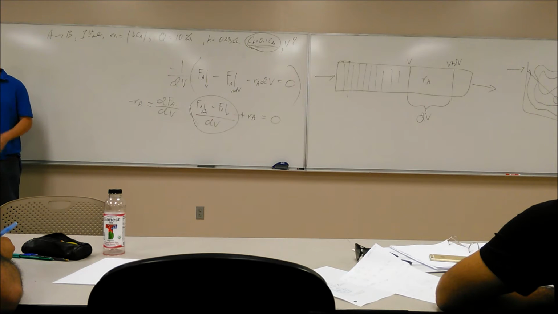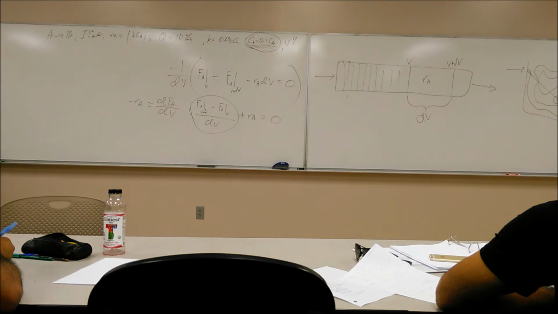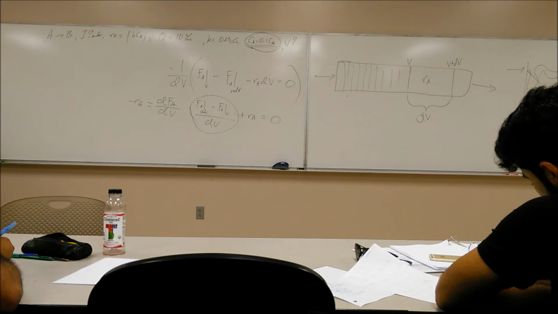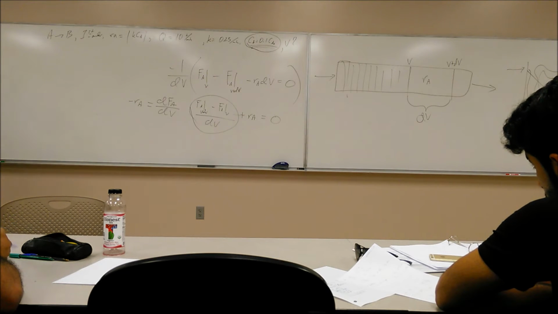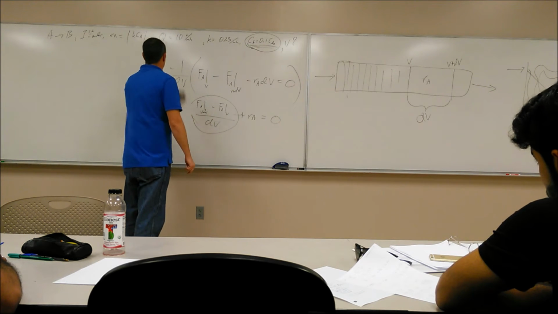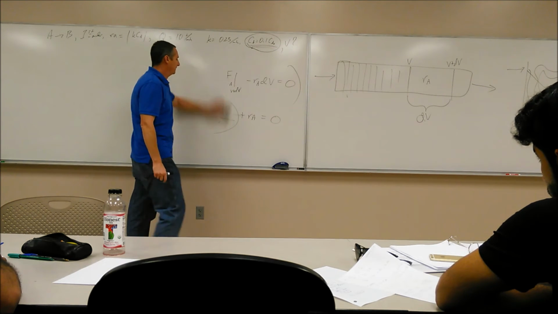So now you don't have to memorize those things. You don't have to memorize that dFA over dV equals negative RA. Mixed flow reactor is FA naught minus FA divided by V equals RA, whatever else. You just derive it, simple. So that's where you get that equation from. So we'll see if we have to show that one.